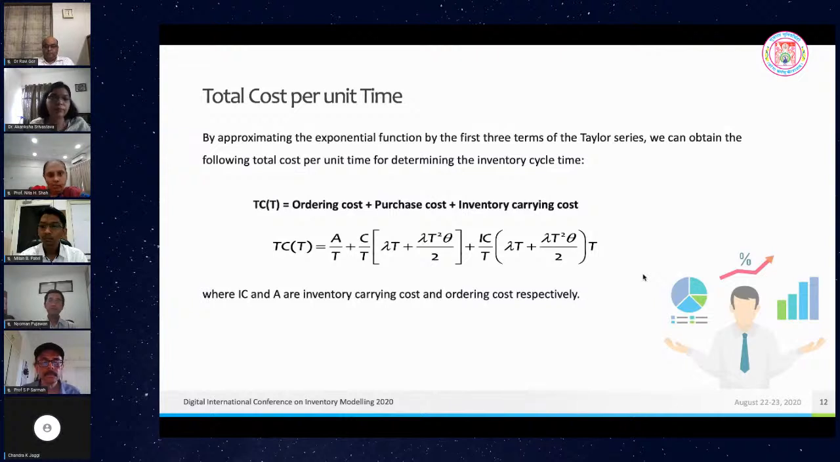And here we write the cost function, which has three basic factors: your ordering cost, your purchase cost, and your inventory carrying cost. When we consider the purchase cost, it automatically takes care of the cost of deteriorated units. If you see, this is the demand part and this is the deterioration part. That is what we say: it is taking care of both things at one go. Next, please.